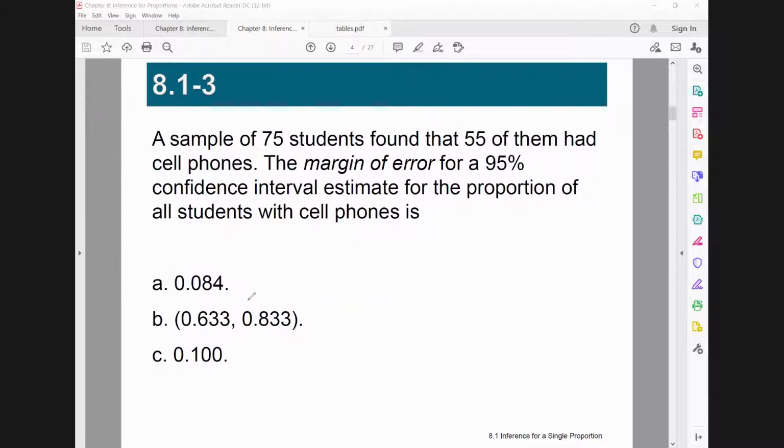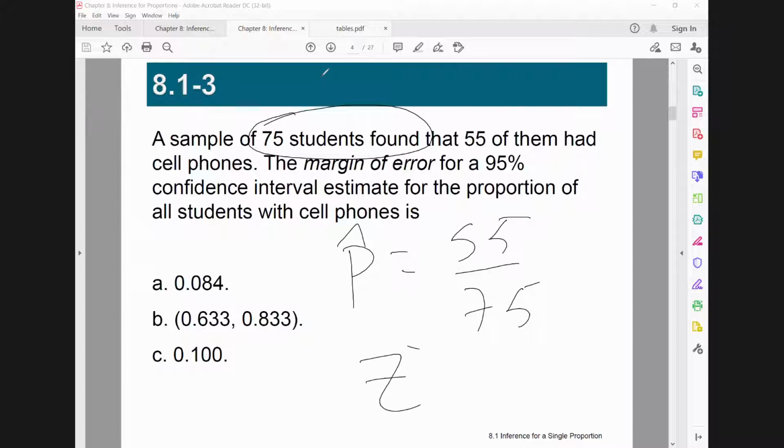Here we have to evaluate M. We have a sample containing 75 students, okay? And we know P hat is equal to 55 over 75, because the favorite case over the size of the sample is equal to P hat. Then we have Z star is equal to 1.96, as you know.